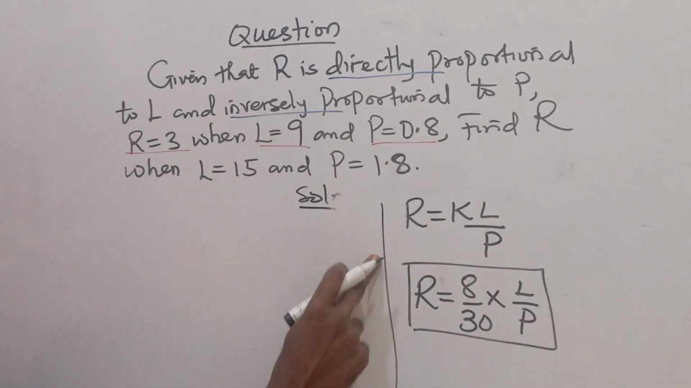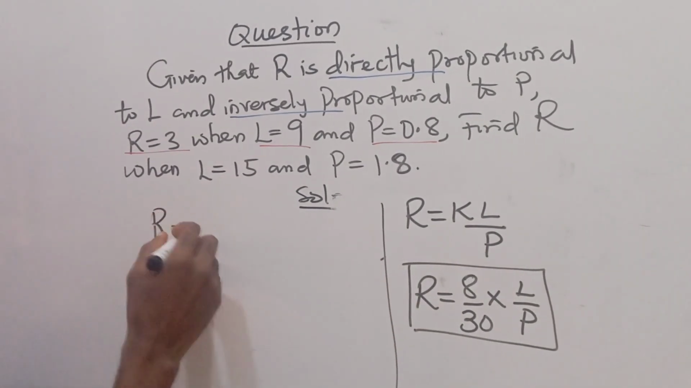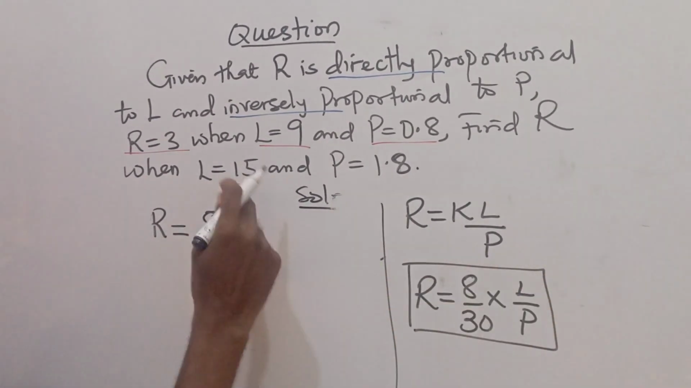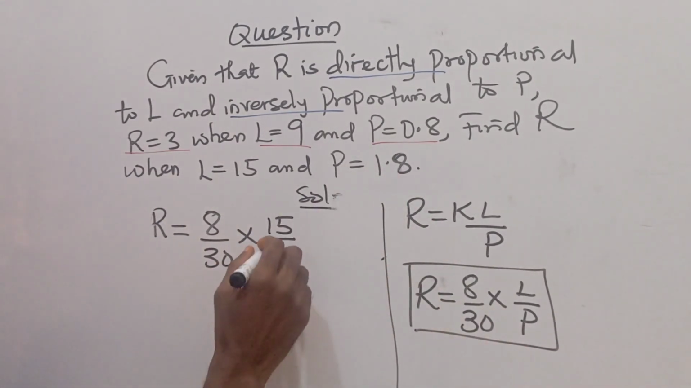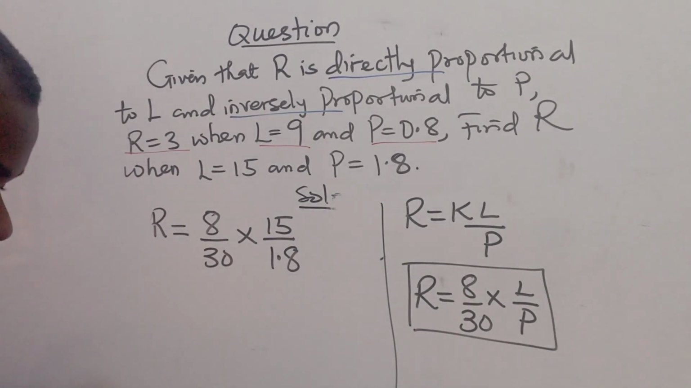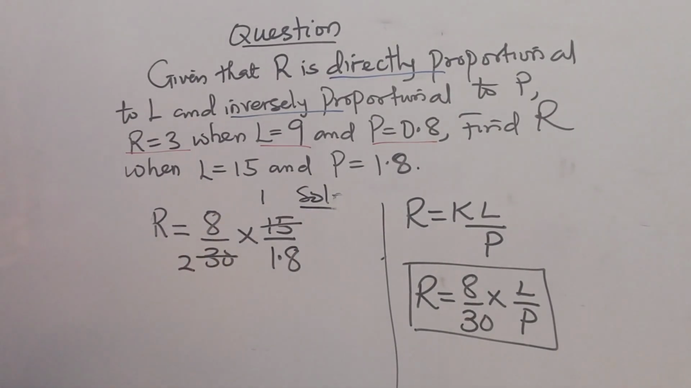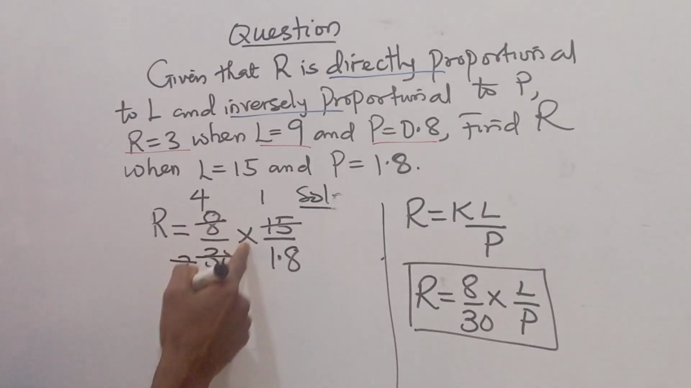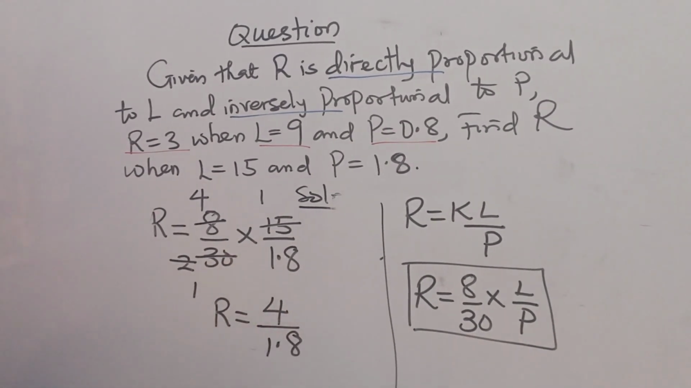So it means our R, since R is already the subject, we are going to say R is equal to 8 over 30 times our L, which is 15, divided by our P, which is 1.8. So we are going to solve this to get our R. I can see 15 can go here 1, 15 here is 2. 2 here is 1, 2 here is 4. So our R is equal to 4 times 1 is 4, over 1 times 1.8, which is 1.8.